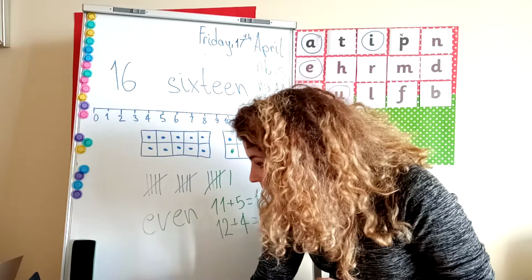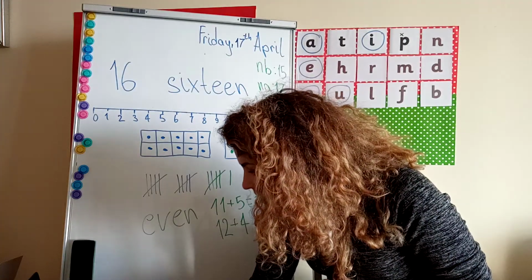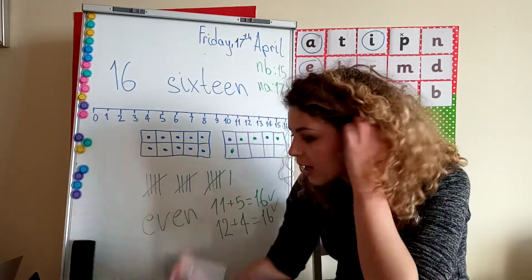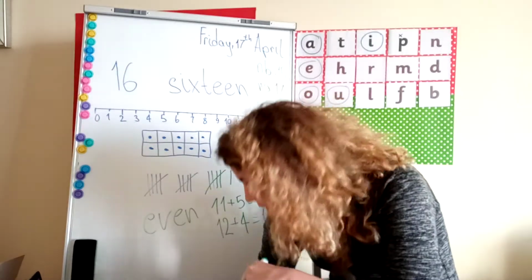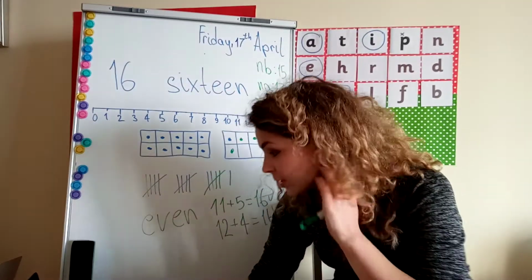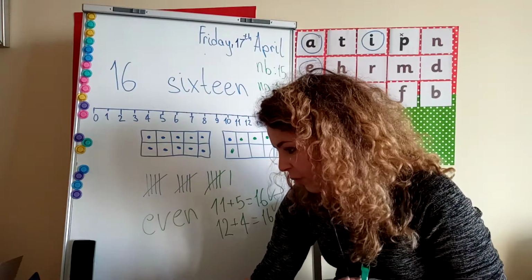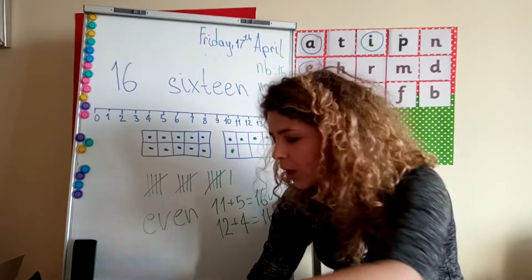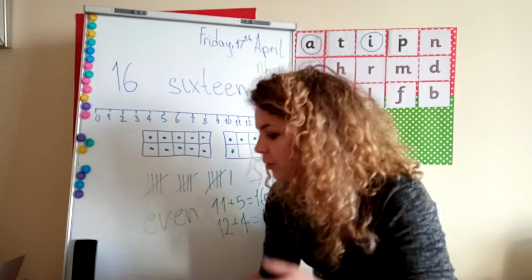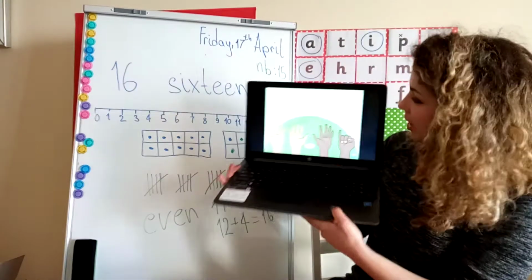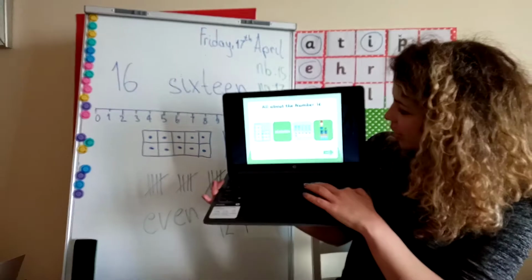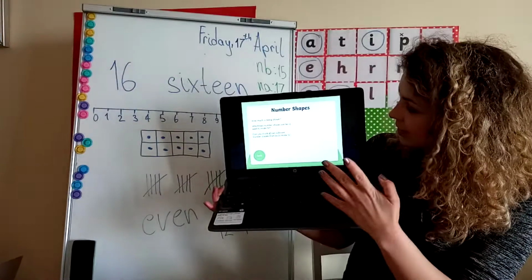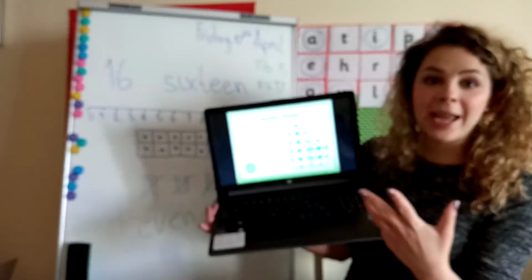So what else do I have here? I have a very simple presentation. You've seen these before, and we're just going to go very quickly through it, but I'm going to send it so you can do it at home if you feel like it, just if you want to. So all about number 16, this is what it looks like, and here it is presented in different ways.